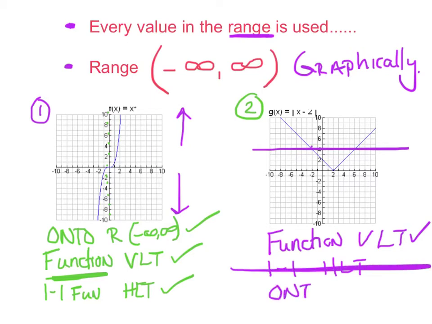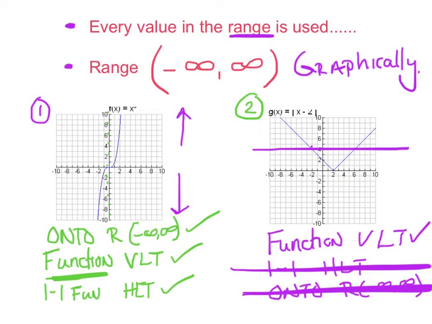How about onto? Does the range go from negative to positive infinity? Does this graph go up forever? Absolutely. But does it go down forever? I would say no, it stops right here. So this is not onto, just a function.